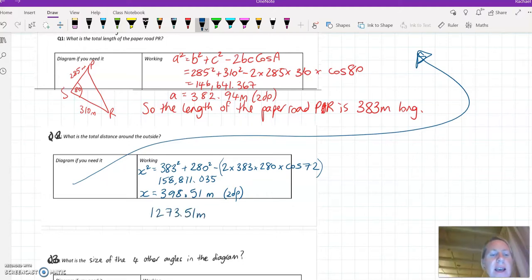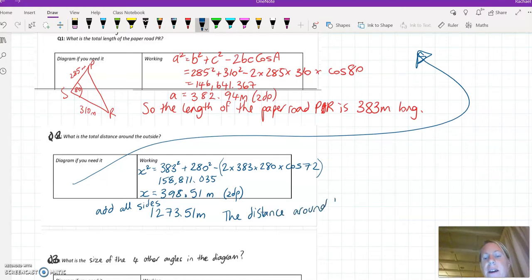1273.51 metres, okay? You would actually probably write all those sides down: 398.51 plus 285 plus 310 plus whatever the other one was, and that's what you end up getting. So you then write your little sentence. So the distance around the outside is 1273.51 metres. Okay, so you've got a little sentence there.